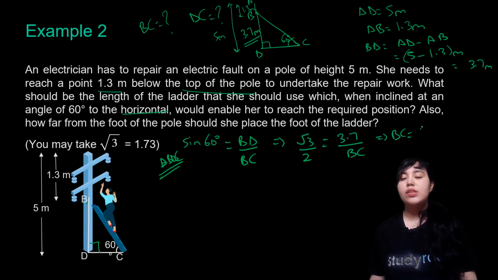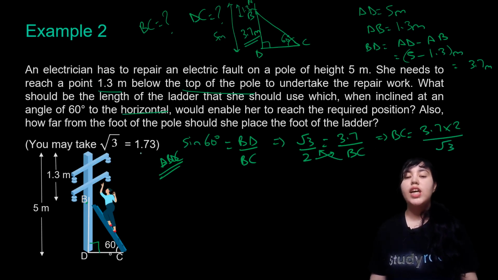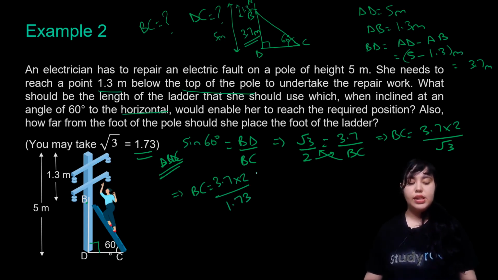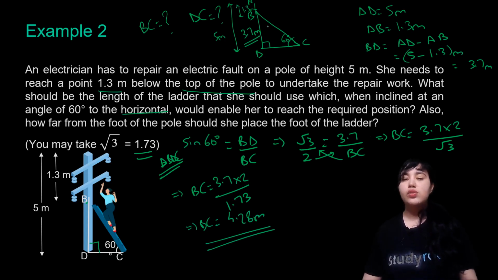So BC is equal to 3.7 into 2, okay, just cross multiplying in a way, upon root 3. Now they have given that root 3 can be taken to be 1.73. So it means that BC is equal to 3.7 into 2 upon 1.73. So when you calculate this, your BC will approximately turn out to be equal to 4.28 meters. So we found the length of the ladder BC as 4.28 meters.